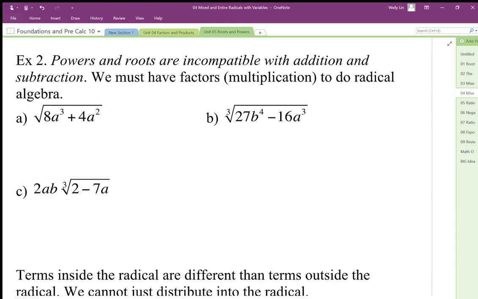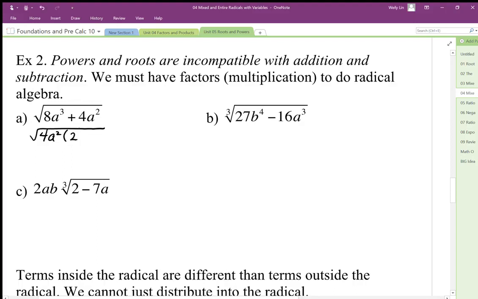In order to be able to do any kind of radical algebra, we have to be able to express this with multiplication. And expressing something with multiplication is factoring it and showing it as times. So we have to find a greatest common factor. So the greatest common factor between 8 and 4 is going to be 4. The greatest common factor between a squared and a cubed is a squared. That's a factor. That's a times piece. Now that it's times, I can do some radical algebra to it.